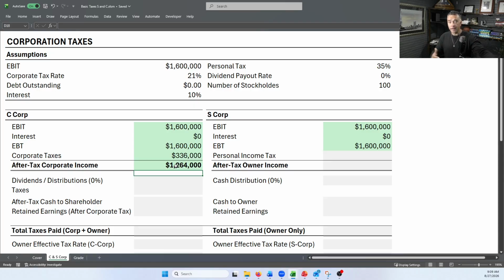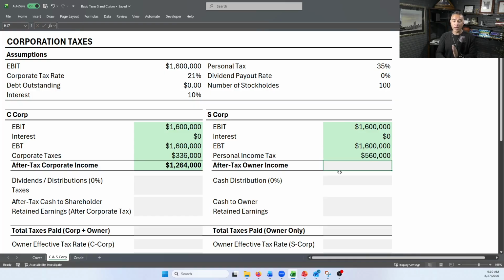Now for the other company, we don't have an S corp. We don't have a corporate tax. What we have is 100% of EBT has to be taxed at the personal income tax. So what I'm going to do is take that EBT and multiply that times a larger personal income tax, 35%, versus the corporate income tax, 21%.